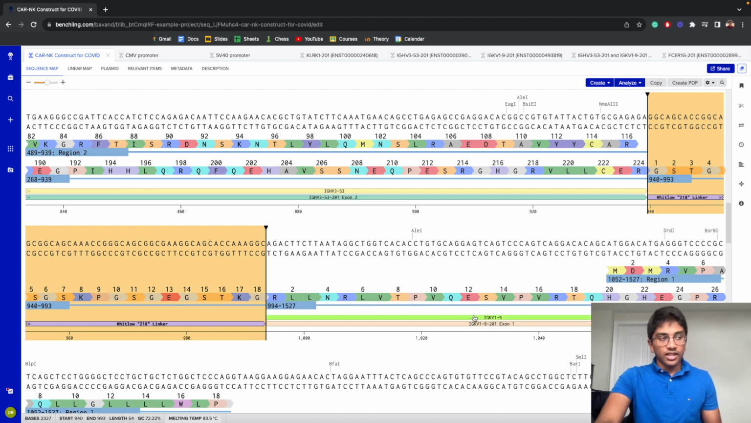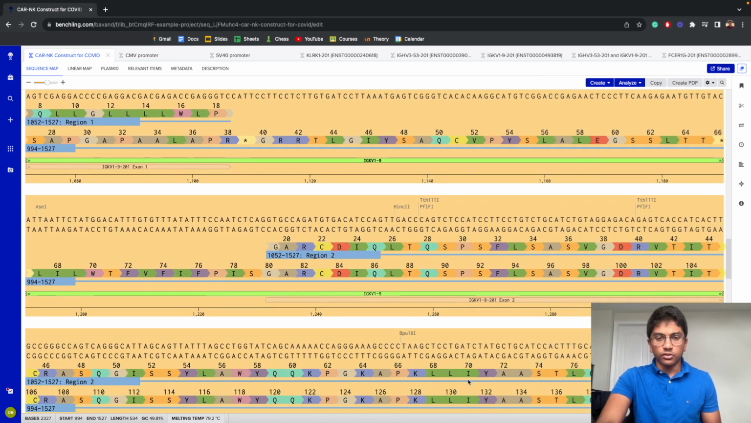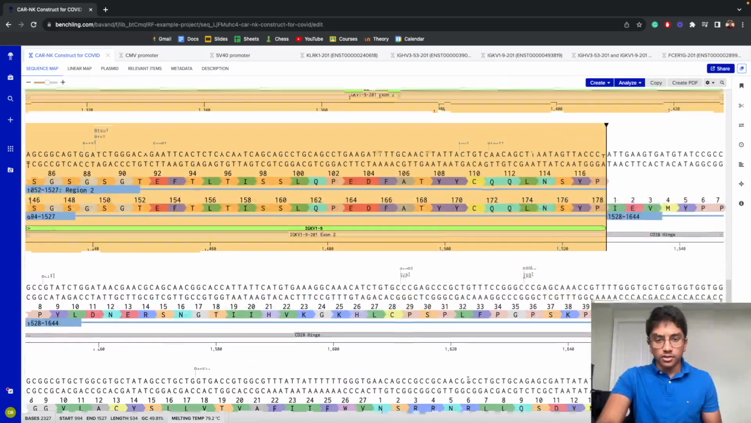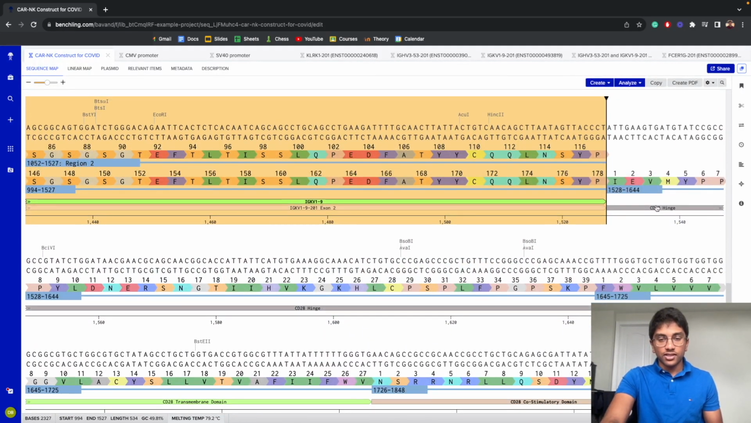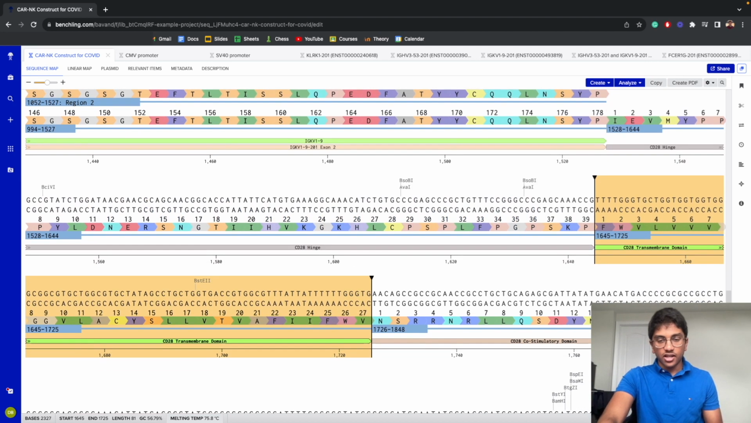The next part of our SCFV is the light chain, which I've talked about here. This is the sequence for the light chain. I'm just going to scroll down. Okay, and then we'll go on to the CD28 hinge. This hinge region provides a lot of flexibility for the receptor, and it allows the CAR NK cell to effectively maneuver around the receptor to get a higher chance of being able to detect COVID-19 infected cells.